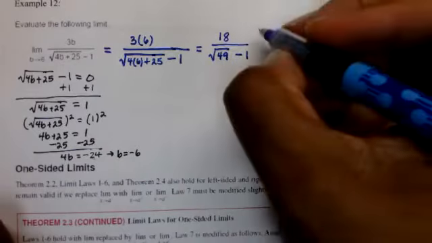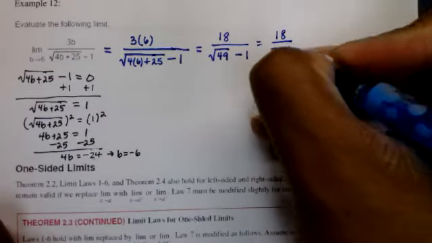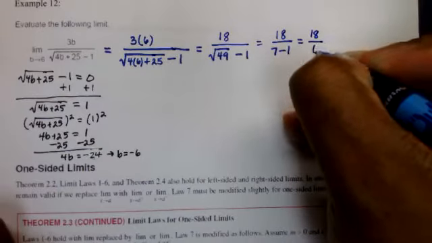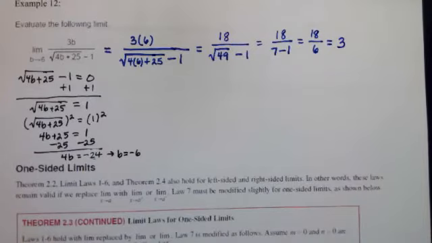Now I can take the square root of 49. That will be 7. And then 7 minus 1 will be 6. And then 18 divided by 6 ends up being 3. So the limit as b approaches 6 of 3b divided by the square root of 4b plus 25 minus 1 ends up being 3.